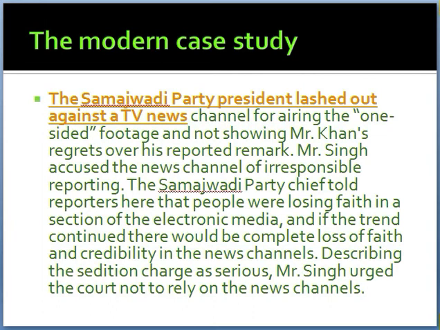Describing the sedition charge as serious, Mr. Singh urged the court not to rely on the news channels. But we do, because news channels are supposed to be the mouthpiece of society. Journalists should be more responsible when they are putting up news. It should be put in such a way.